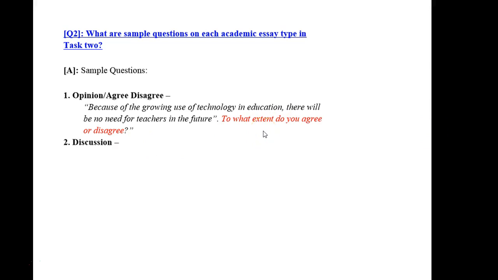In this case, you have to say how much you agree or disagree rather than just I agree or disagree. So if you, for example, agree 60%, then you say I somewhat agree or I somewhat disagree.